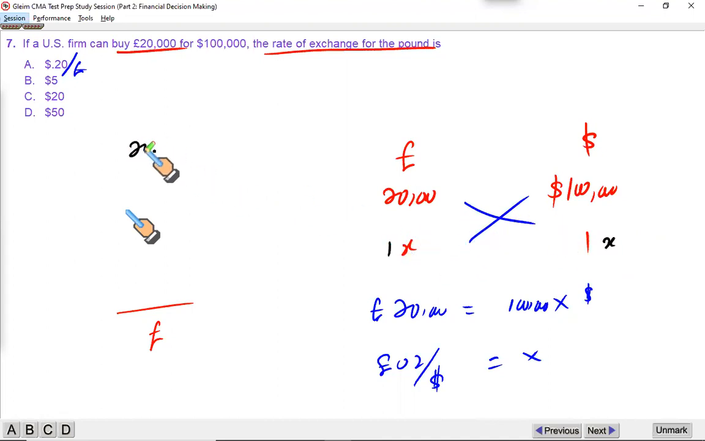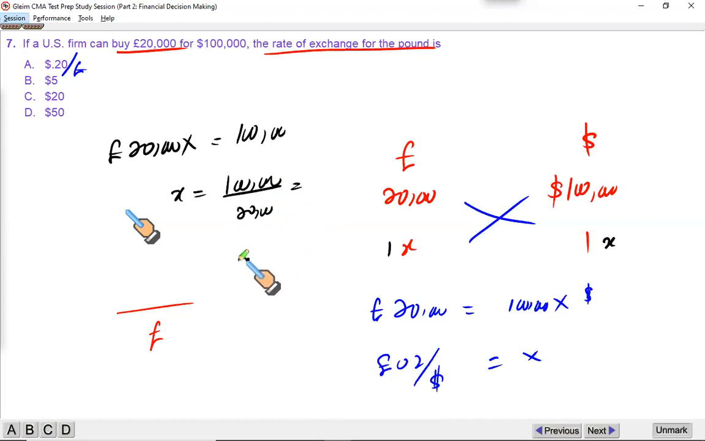Now it's going to be 20,000 X. And 20,000 X means you're talking about pounds. And it's going to be 100,000 into 1, which means if you simplify, it's going to be 100,000 divided by 20,000. It's going to be $5 per pound. This is basic arithmetic, but please make sure you don't make a mess out of it.